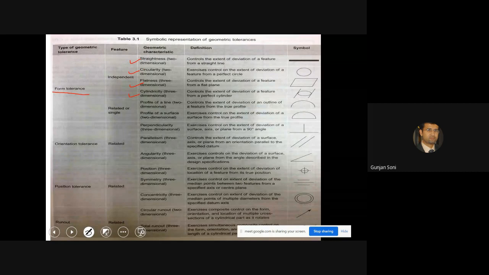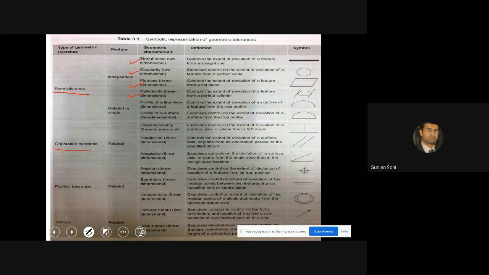is also another form of geometric characteristic, because it is about how perfectly cylindrical an object is, because there is a possibility the lines may not be parallel. Your peripheral lines may not be parallel, so it can lead to loss of cylindricity, flatness, circularity, and straightness.